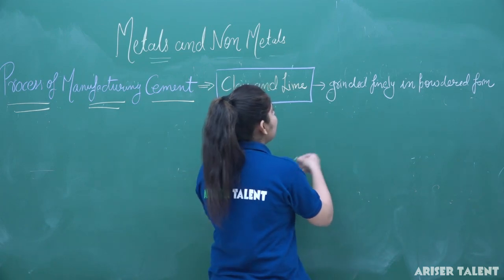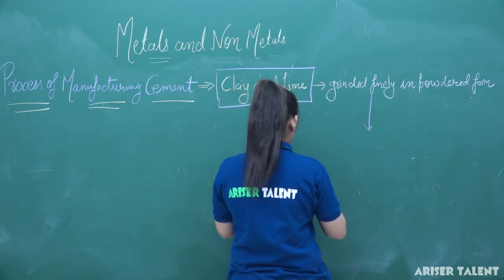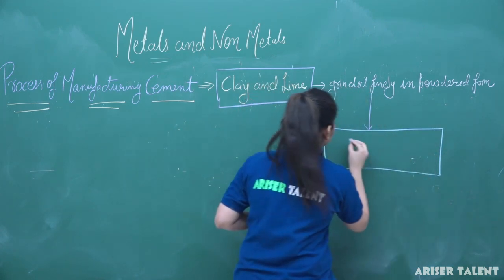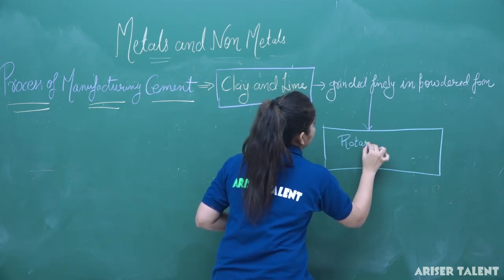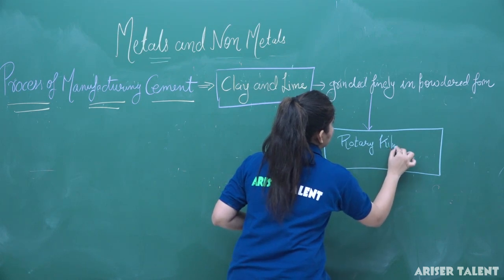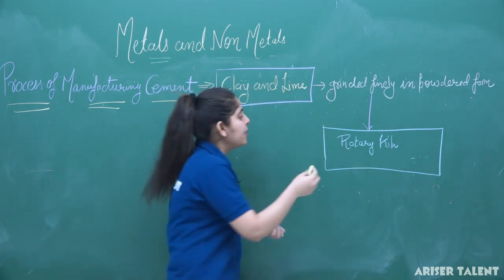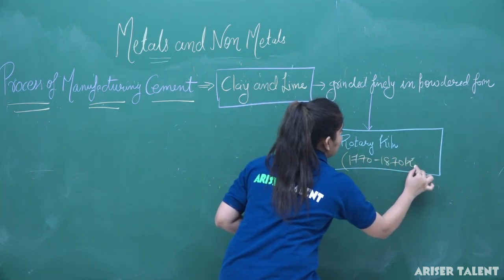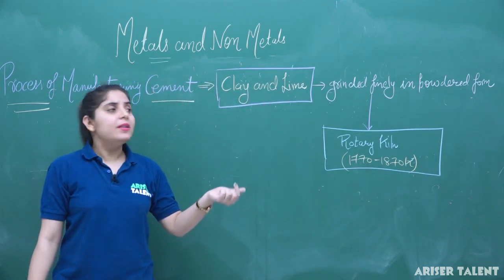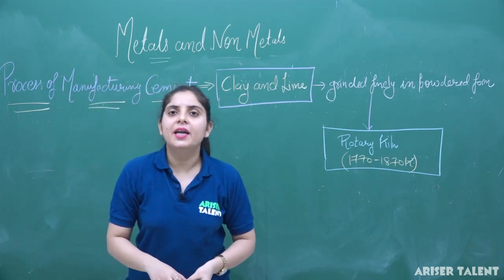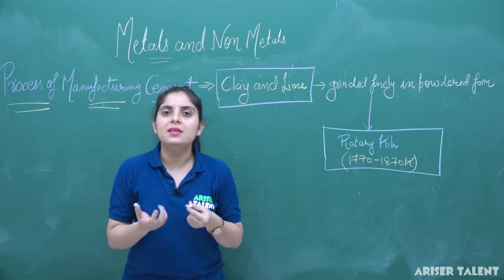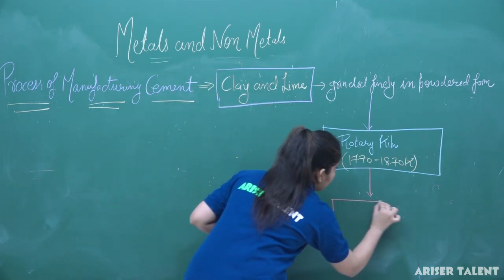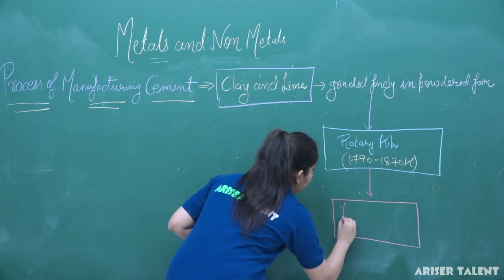Now in our second step, these materials are put in a rotary kiln. This rotary kiln is set to a temperature of 1770 Kelvin to 1870 Kelvin. Now, when this constituent is put in the kiln, we will get some substance which is in the fused form, that is, in the melted form. So we get a fused form of compound.